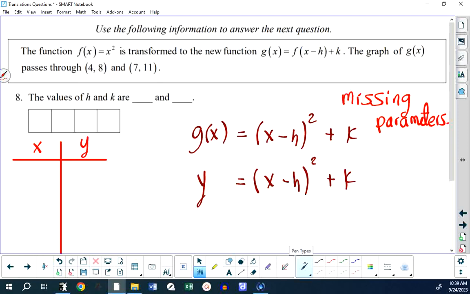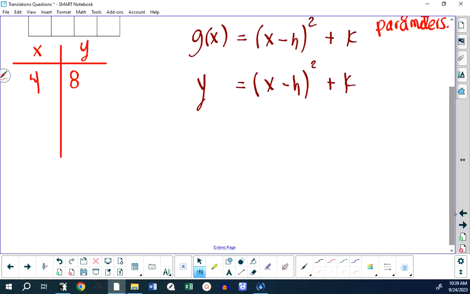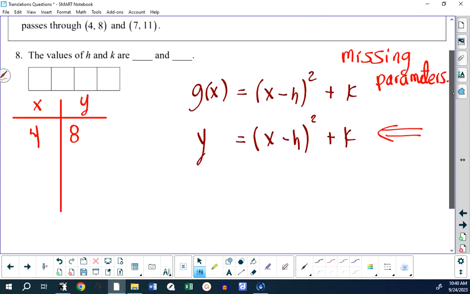And normally what would happen is, we're told it goes through 4, 8, this new function. Normally you would have one missing parameter, and that means you could load 4 in for x and 8 in for y, and then solve for that missing parameter. The issue here, though, is when I put 4 in for x in this new equation, and I put the corresponding y value of 8, I have 2 unknowns, so I can't solve for either of those unknowns. However, since the new function also passes through 7, 11, I can build a second equation.